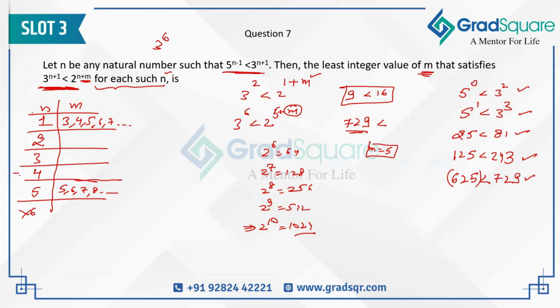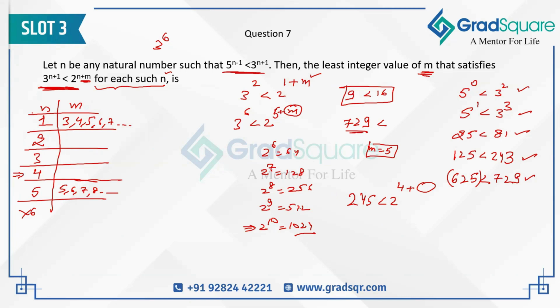I'm just going to check for 4, and I'm sure that the rest of the values will fall into place. So if I look at 4 plus 1, it is going to become 3 to the power of 5. Now 3 to the power of 5 is 243. This should be less than 2 to the power of n plus m, where n was 4. So I'm looking at 4 plus the value of m. Now let us see what value is going to satisfy.